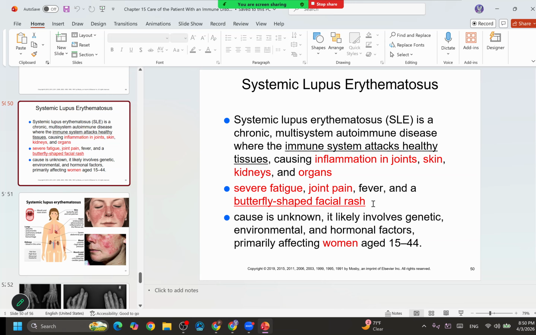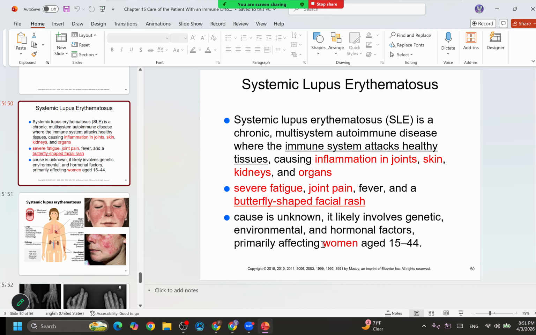So always remember, when you see it on the NCLEX or when you see a patient with this butterfly-shaped facial rash, which is bilateral, on both sides of the face, the majority, almost 80 to 90%, of these patients have SLE, lupus. Also, the cause of lupus is unknown. We don't really know. We know it's an autoimmune problem, but it majorly affects women, over 70 to 75%.